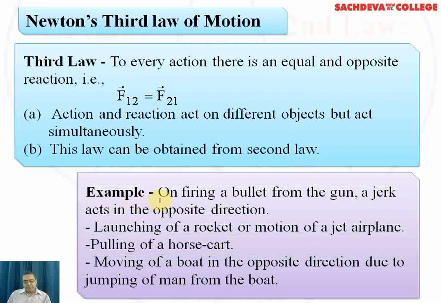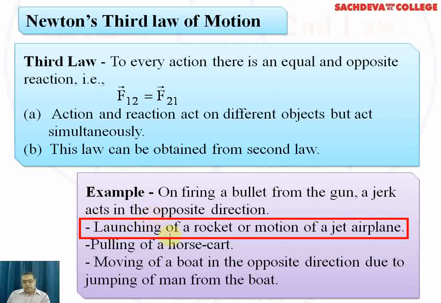First is the case of a bullet and a gun. When a bullet is fired from the gun, we find that the bullet moves forward and the gun moves backward. There is a slight jerk to the gun and it goes back. So on firing a bullet from a gun, a jerk acts in the opposite direction. That is, the rifle will move backward while the bullet is going forward. This backward motion of the rifle is known as the recoil of the gun.